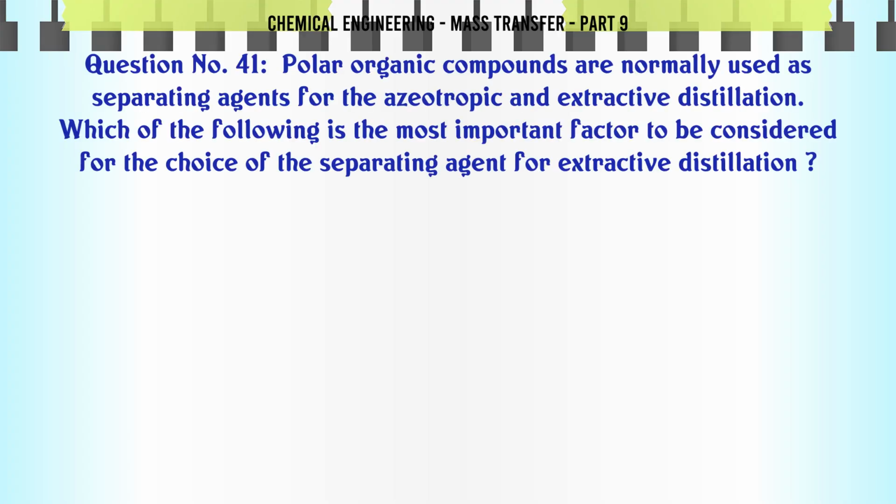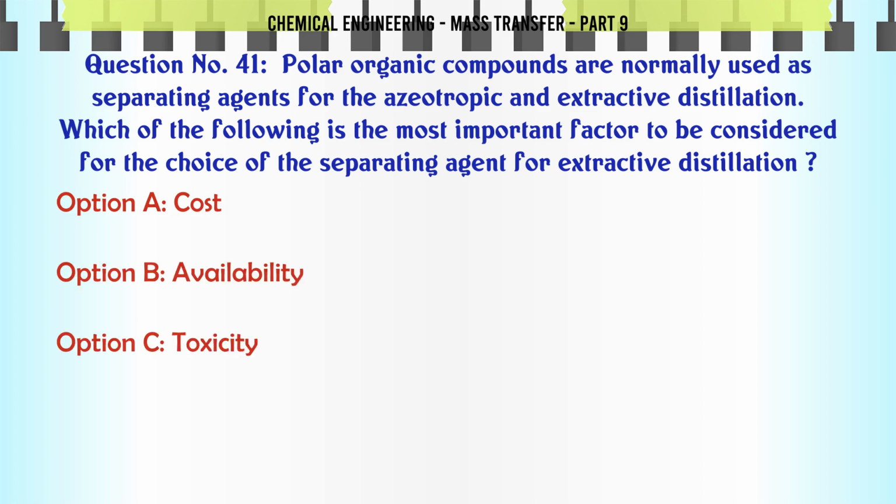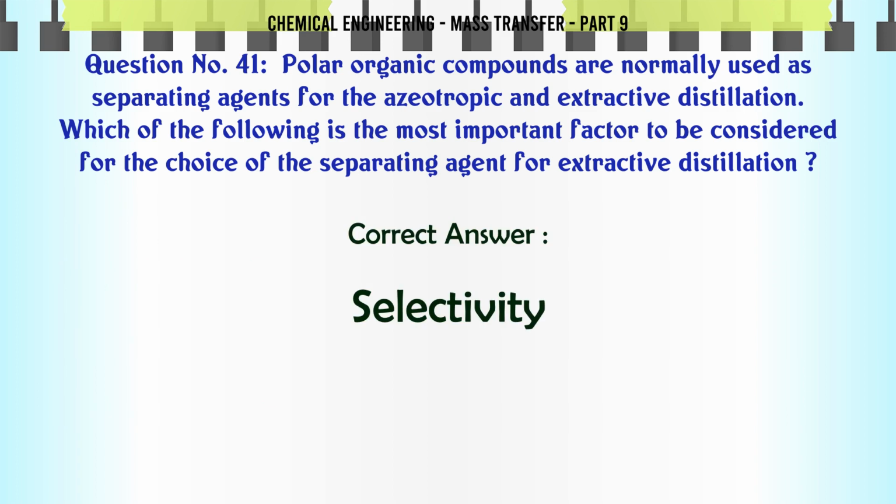Polar organic compounds are normally used as separating agents for azeotropic and extractive distillation. Which of the following is the most important factor to be considered for the choice of the separating agent for extractive distillation? A. Cost, B. Availability, C. Toxicity, D. Selectivity. The correct answer is selectivity.